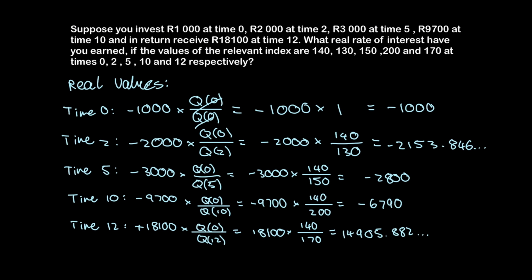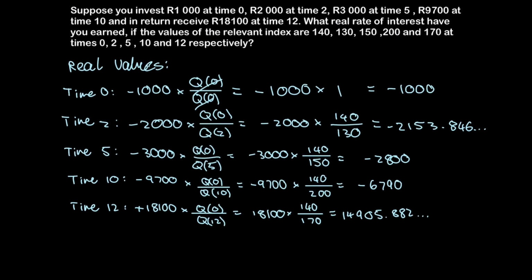Okay, so we have the real values, but we were asked for the real rate of interest. So if we're calculating a real rate of interest and we have the real values, we have to set up a time value equation. So how do we do that? We have our net present value equal to 0. So what is the net present value? It's something that I probably expect you to know if you're doing this section in financial maths, but just briefly, your present value of your expenses should be equal to your present value of your income. So present value of income minus present value of your expenses, your inflows minus your outflows at a particular point in time, that should equal 0. That's your net present value.